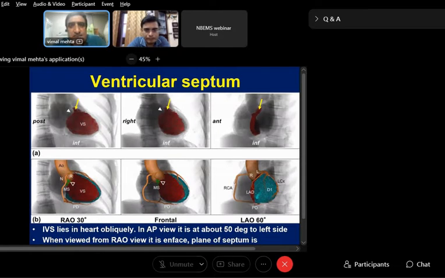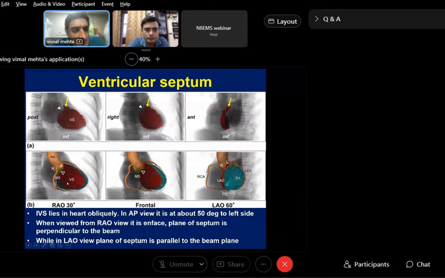Now the question arises, this is the same thing shown a little bit with overlap of the color, and this is the right anterior oblique 30 degree. Here another question is asked: which aortic cusp do you see? You see in the RAO view, you see the right coronary cusp and non-coronary cusp.